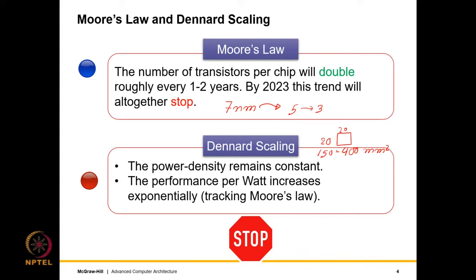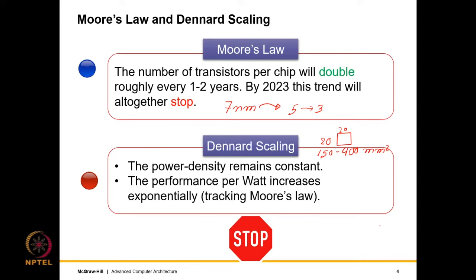But more or less, the performance per watt will increase exponentially, which means that for every watt of power expended, we will get an increasing amount of performance, in fact, exponentially increasing. The performance increase, however, has also stopped. The performance increase per watt has also stopped.